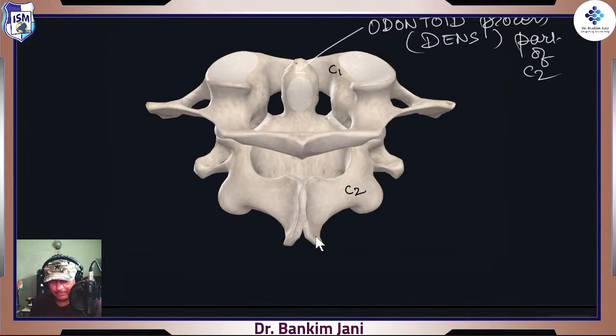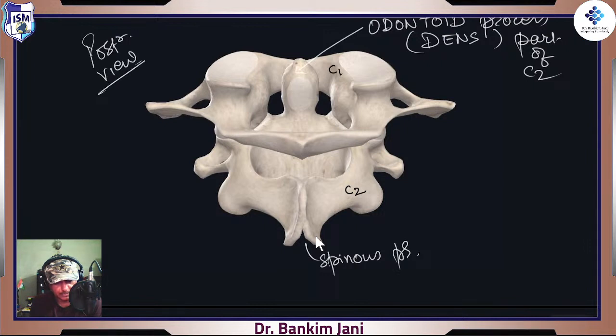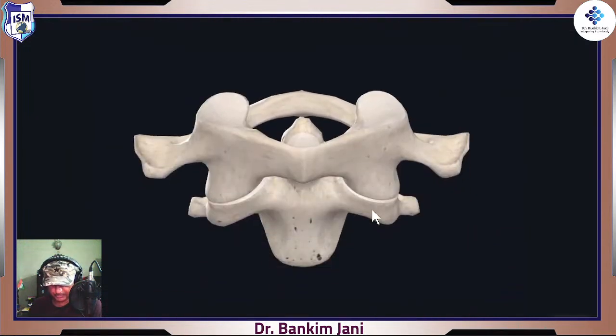We are watching from which side? See, this is spine. This is spinous process, right? That means this is a posterior view. So we are watching from the back. That's where we see that it is this odontoid who is anteriorly situated. And see over here, this is anterior view.